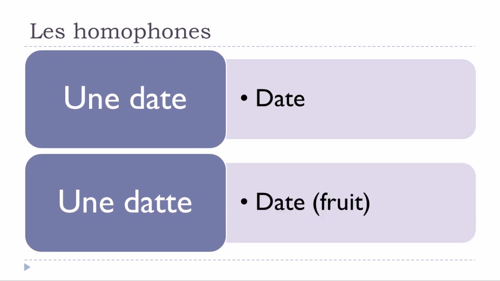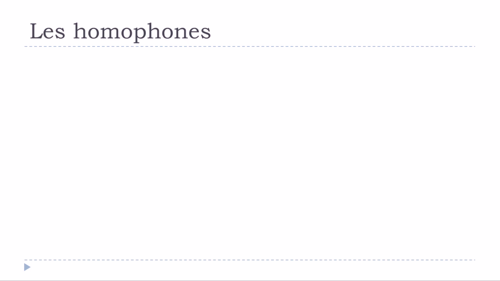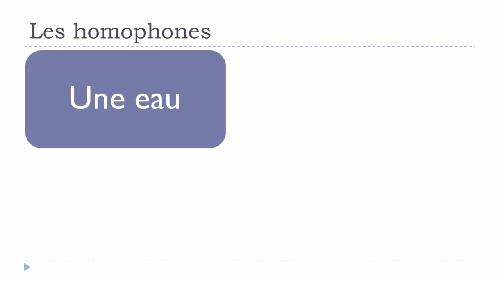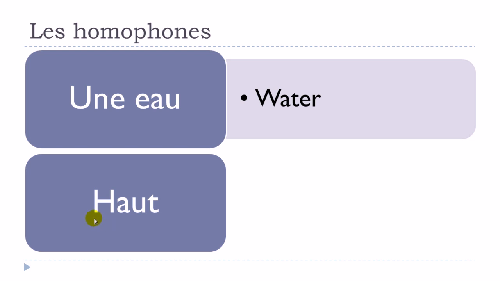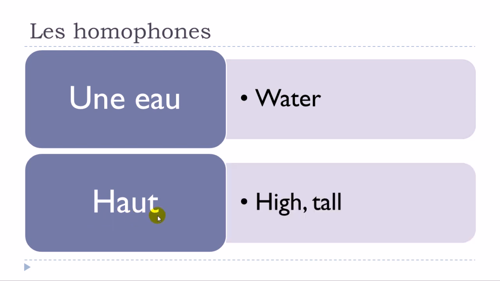Une date. So it's quite interesting because in English it's written the same way. Okay, so in that case we're talking about the fruit. So une date. Okay, and here une date, 31 janvier, for instance. Une date. Okay. Une eau. And then the adjective eau. Okay, une eau. Eau.